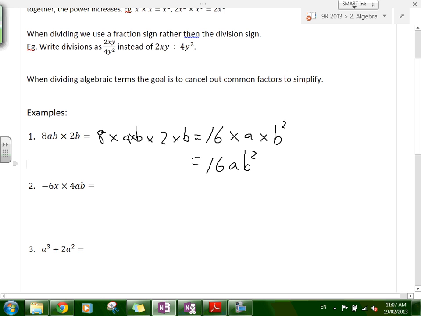Next one, minus 6x. Now remember, negative times positive is what? A negative multiplied by a positive is a negative. Positive times a positive is positive. Negative times a negative is positive. We need to remember that. So this is a negative term, and this is a positive term. Minus 6 times x times 4 times a times b. Minus 6 times 4, what's that? Negative 24. And then x and a and b, there's nothing else, so a, b, x.